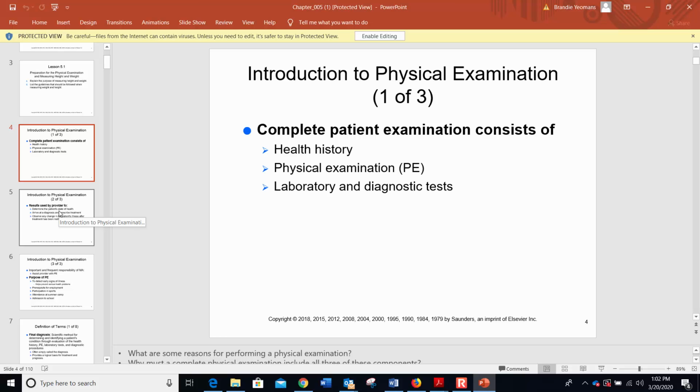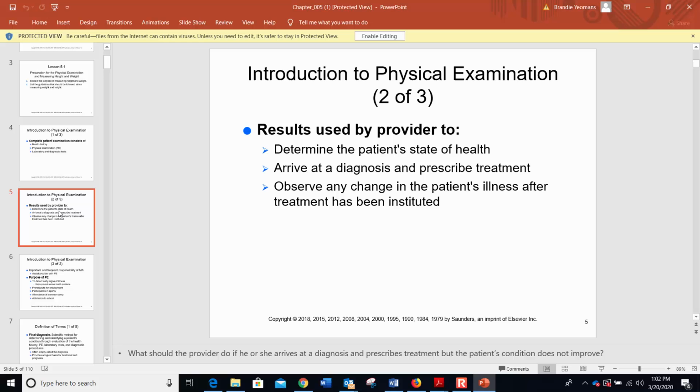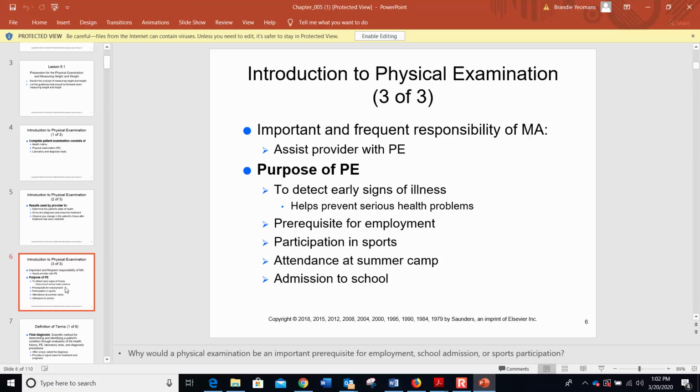It consists of three very important things: the health history, the physical exam itself, and laboratory and diagnostic tests. So those three things are what compose a complete physical exam. Okay, so now you ask, why would someone need to have a physical exam? What are some of the reasons why people have those?